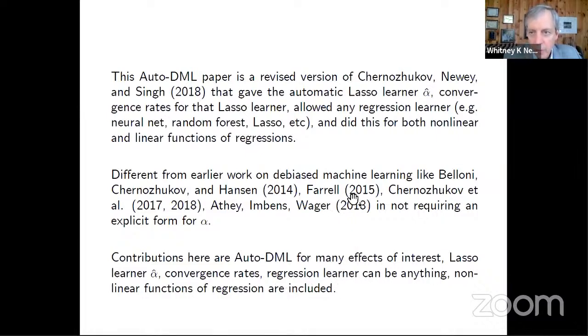Most of the previous literature is about specific kinds of first steps, like the Farrell paper, which is logit lasso. This one's quite general. The double debias paper, Athey, Imbens, and Wager, is about a particular kind of estimator of the average treatment effect on the treated. Here the first step can be anything. And we also allow for nonlinear functions of regression. So in terms of the causal literature, this allows for various kinds of causal models that are actually nonlinear regression estimators. That's just what you would normally do in a talk: say what's innovative about the paper.